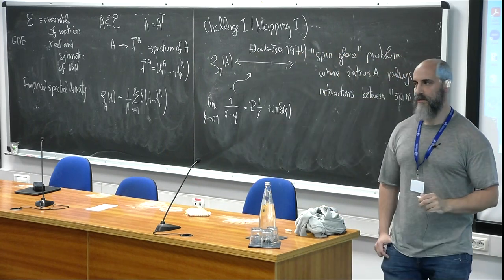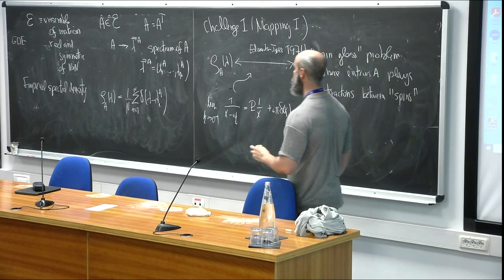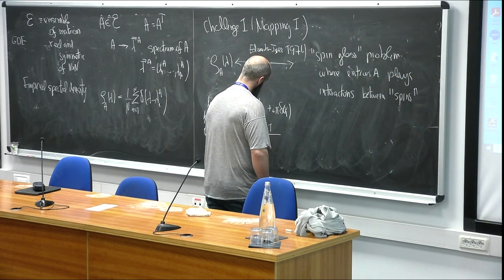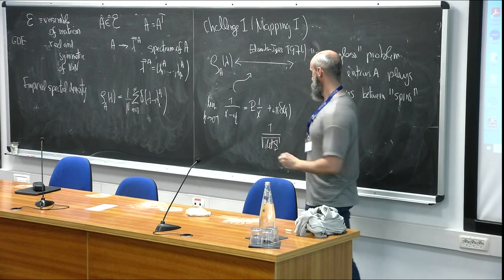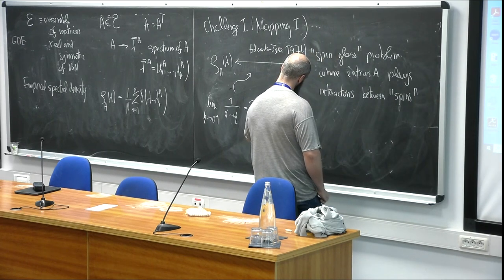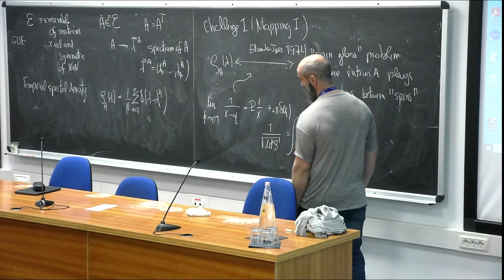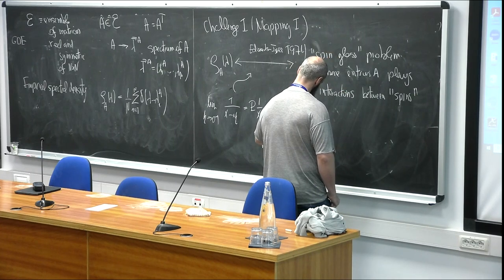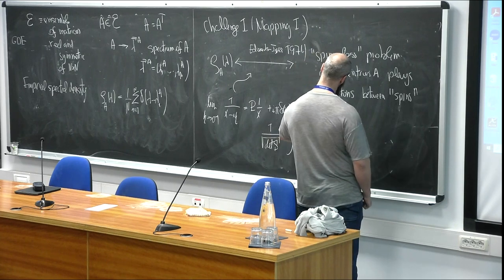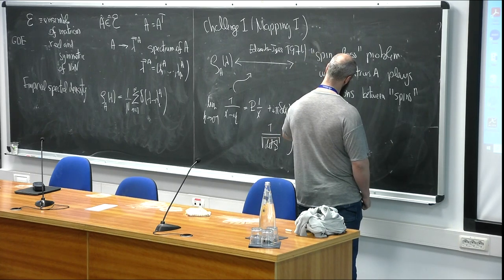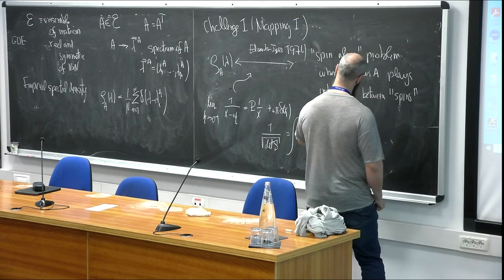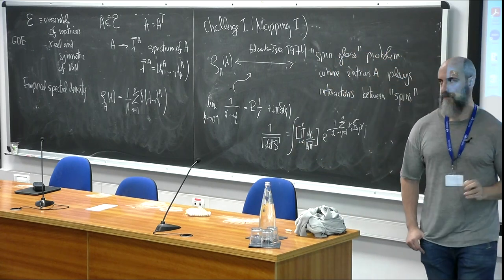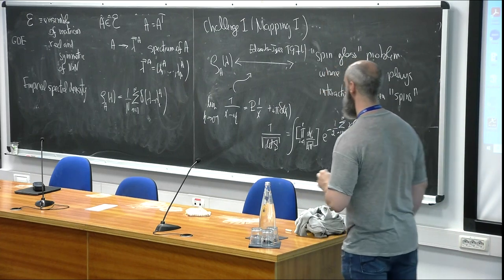The second trick you need to use is that, given a symmetric matrix, 1 over the square root of the determinant of the symmetric matrix is equal to the integral over a bunch of variables of the exponential of minus 1/2 sum over i and j from 1 to n of x_i A_ij x_j. Sorry, this is S. With 0 plus, yes.